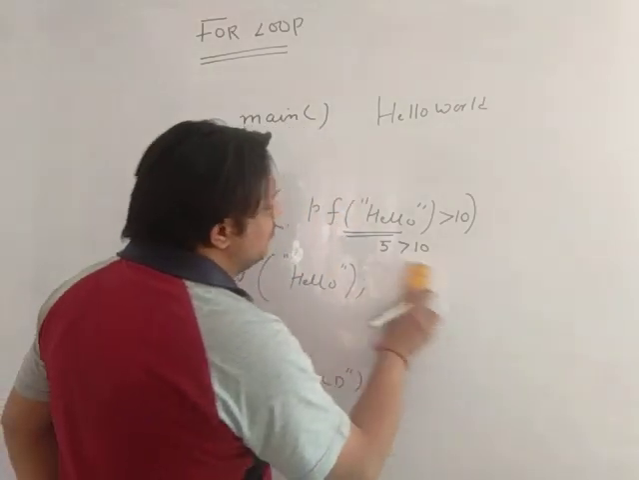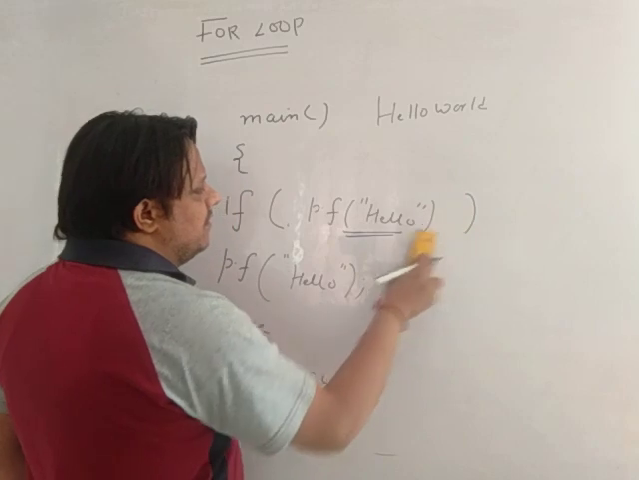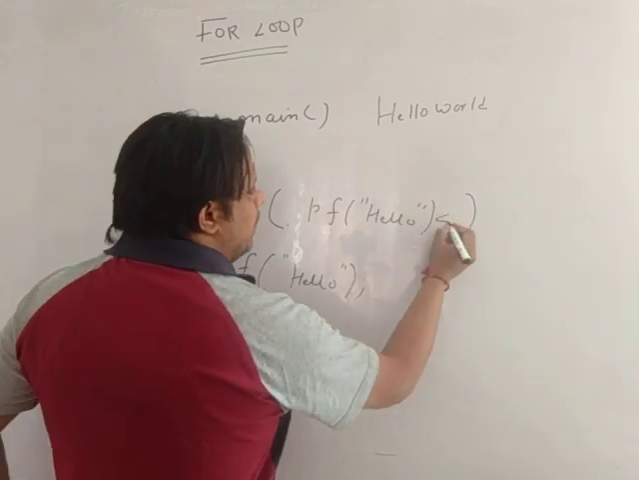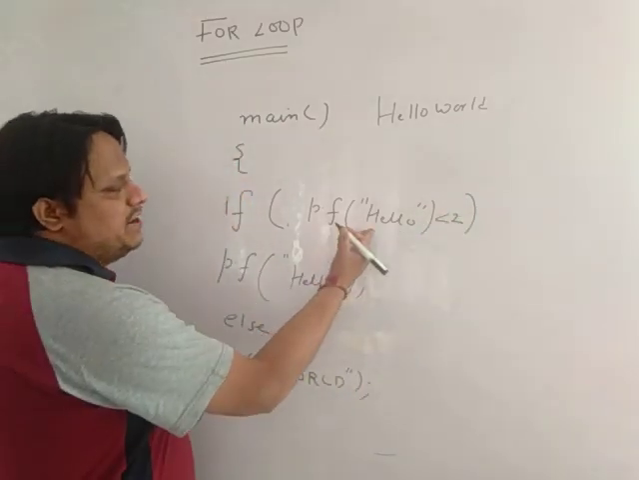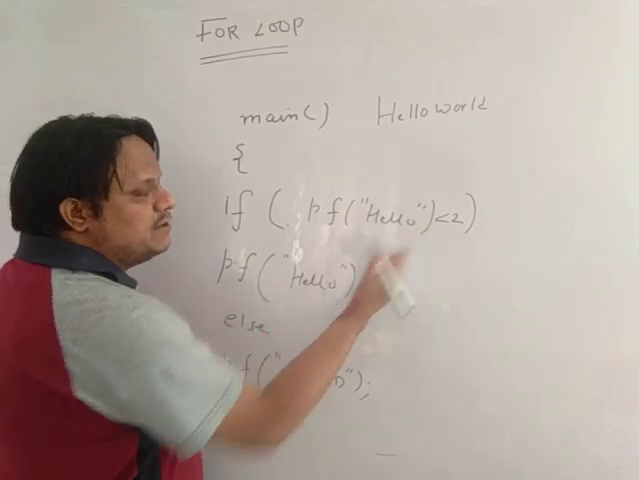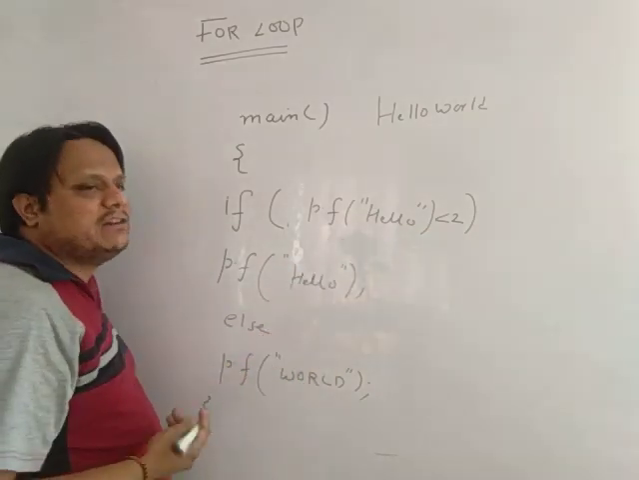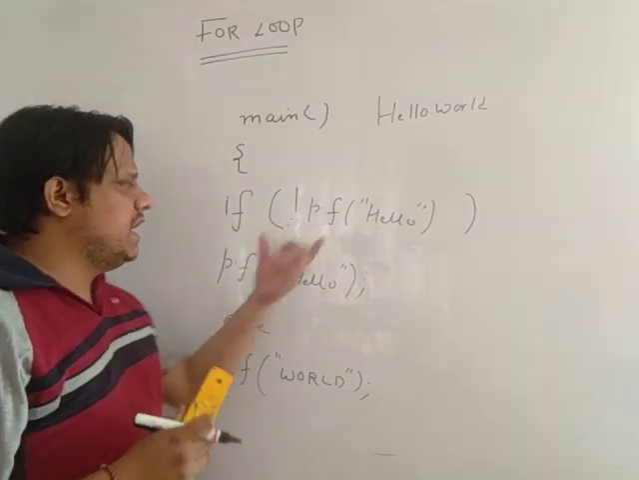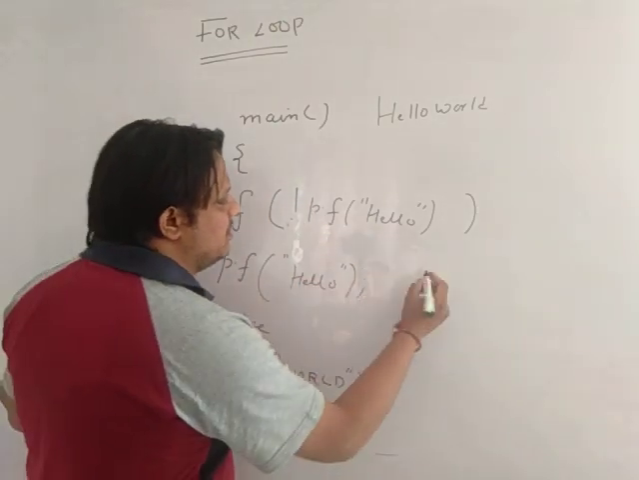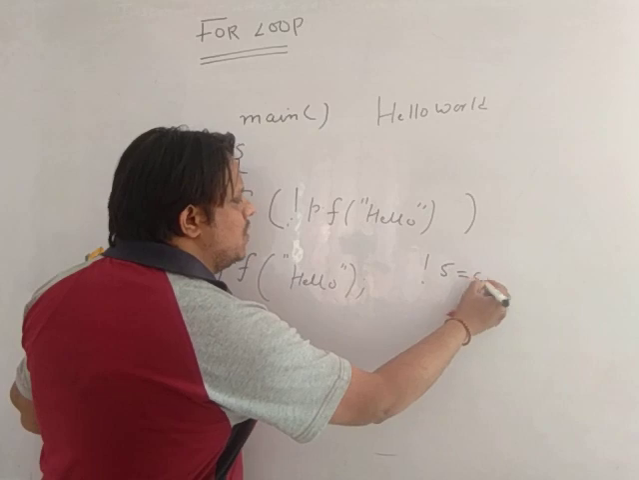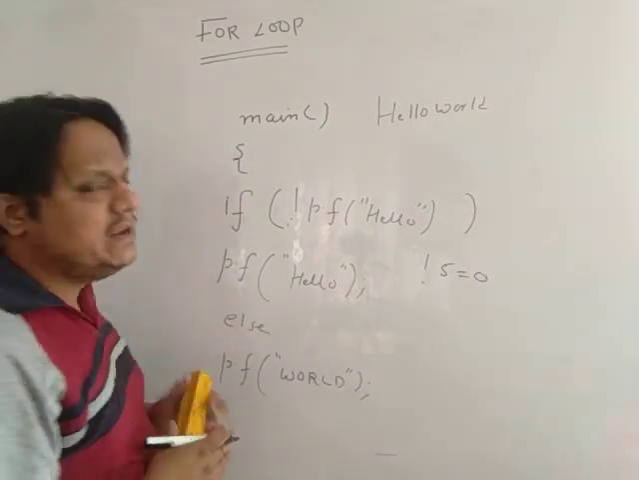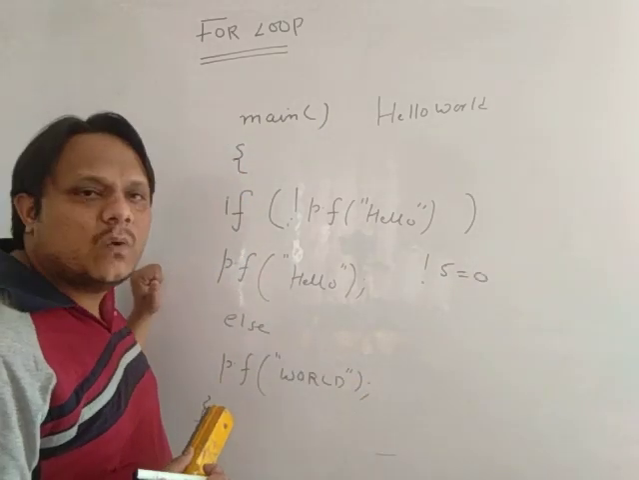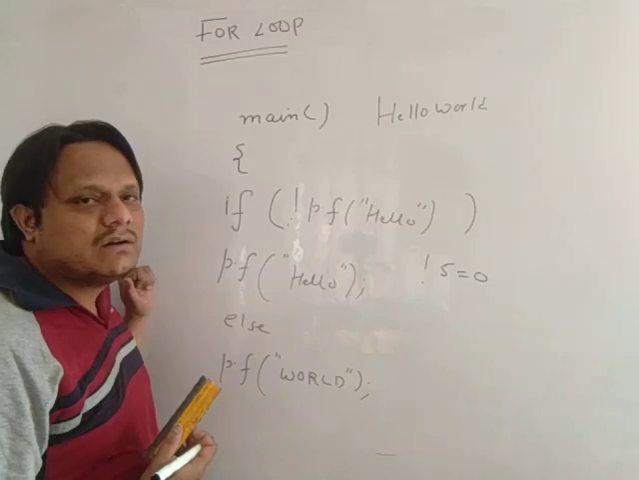Or you can write it in n number of ways. You can write it as less than 2. It will print hello, return the number of characters 5, 5 less than 2, the condition is false, it will go to the else statement and print world. Or you can write not of printf("hello"): it will print hello, return 5, not of 5 is 0, so the condition becomes false, it will go to the else part and print world. So the answer is hello world, right?